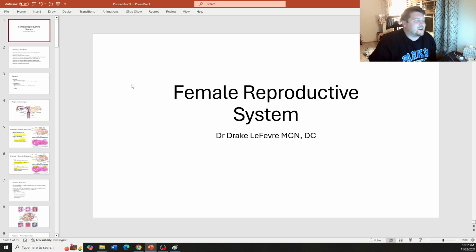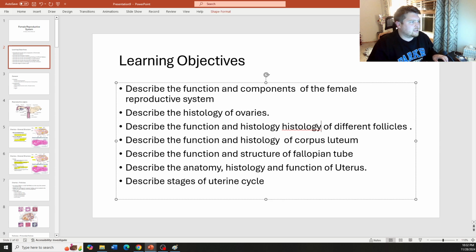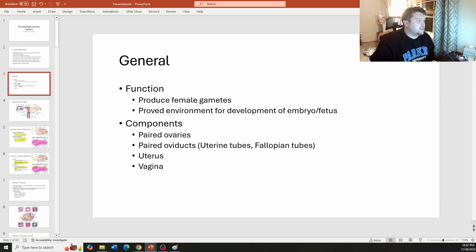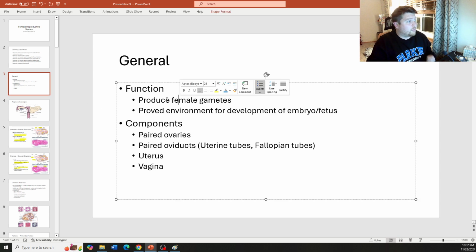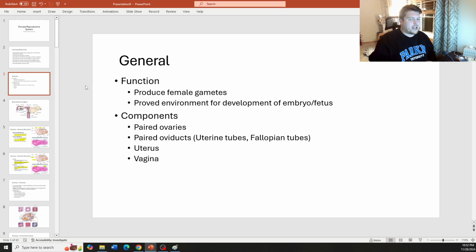So for the female reproductive system, we're going to look at a whole bunch of different components. Of course, we're going to look at the ovaries, the fallopian tubes, corpus luteum, uterus, all sorts of good stuff. I have also, from the original structure of this PowerPoint of the professor who uses it, branched off of it a little bit more and went into a little bit deeper detail.